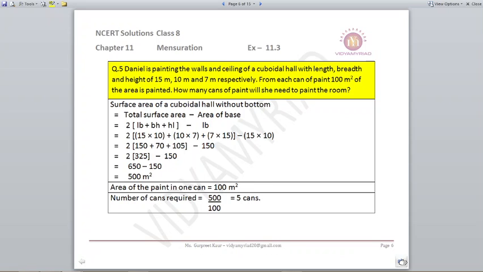Now area of the paint also they have given us. For one can it can cover 100 meters square, but our area is 500 meters square. So number of cans will be area of the hall divided by the area of the paint, which is 500 upon 100, which comes out to be 5 cans.